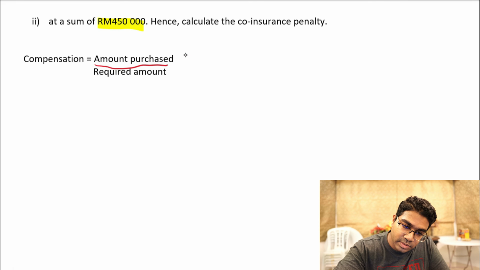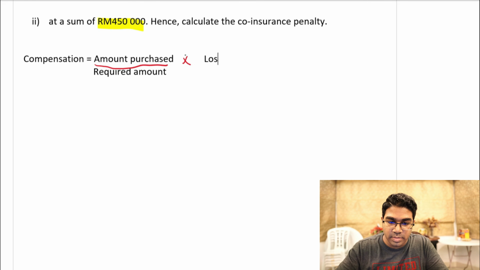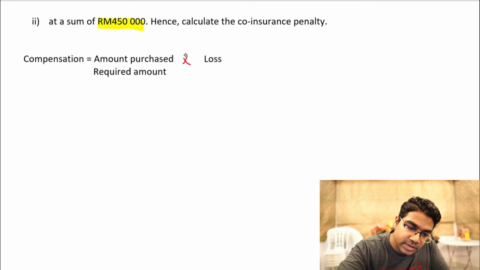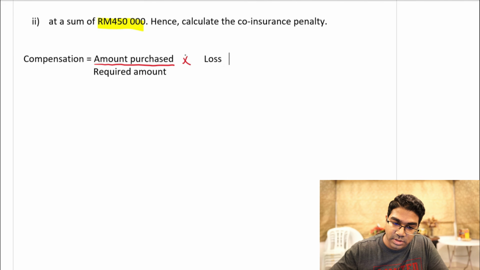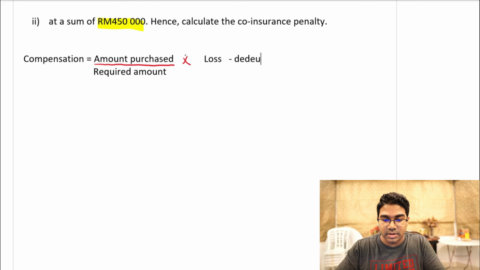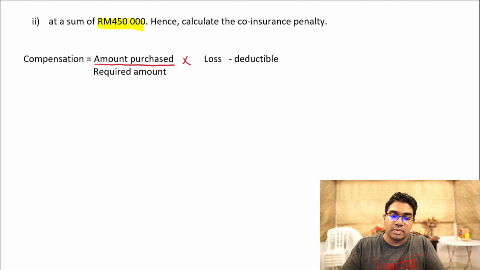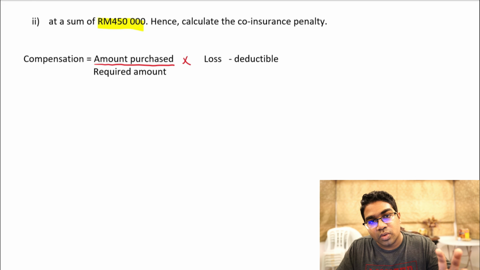then we times the loss. So she's not going to get back all the loss. She will only get a fraction of it, that is determined by how much she purchased over the required amount. And then from here, we still need to minus the deductible. Deductible must always be taken away. Deductible is always borne by the policy holder.